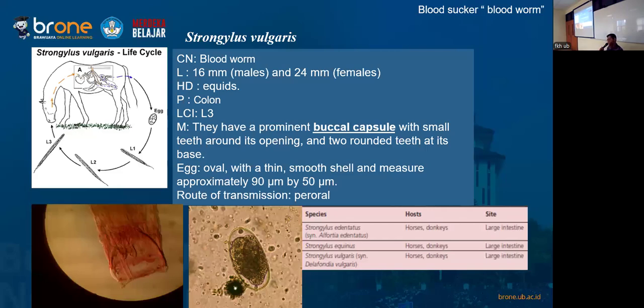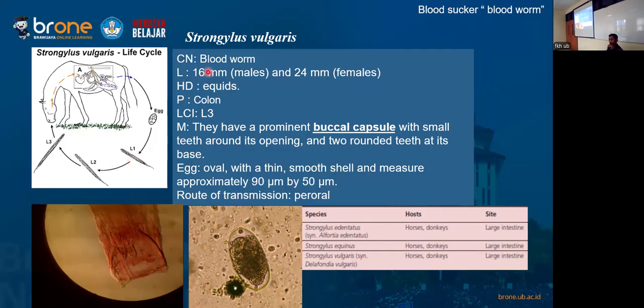This is the second worm that you should know. The name is Strongylus vulgaris. The difference from the others is that the egg hatches in the environment, not within the body. That is so different, right? So you should take note that for Strongylus vulgaris, the larvae hatch in the environment, not within the host body.